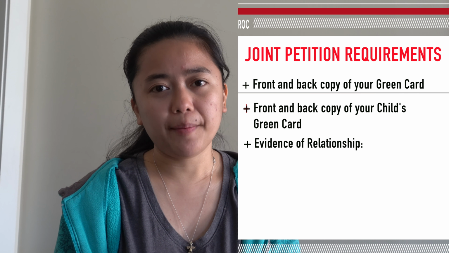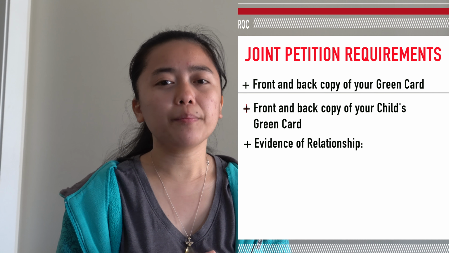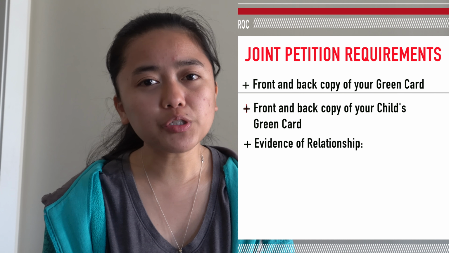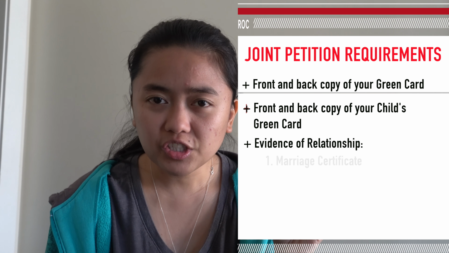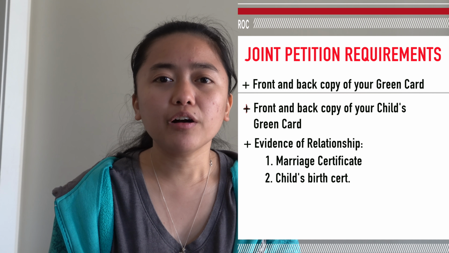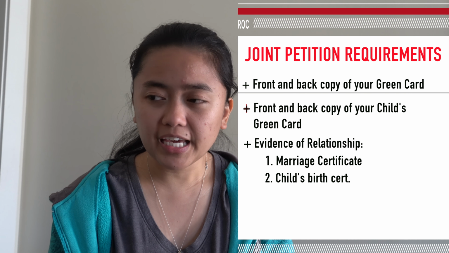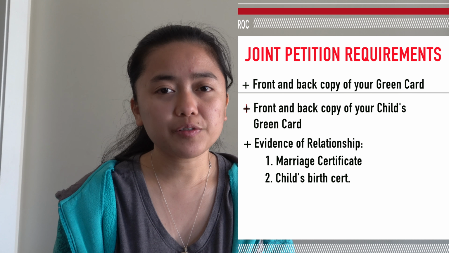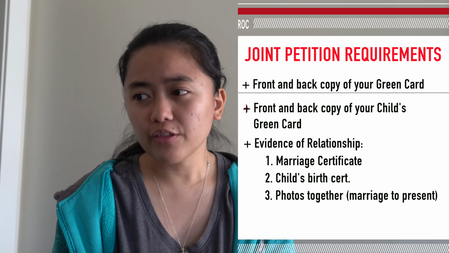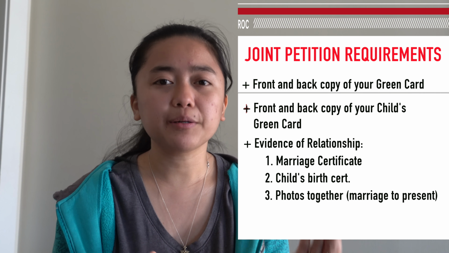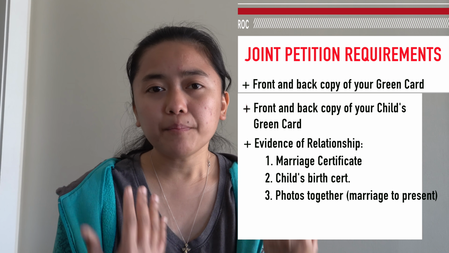Evidence of relationship. Evidence of relationship is composed of a lot of evidence such as, firstly, marriage certificate, the copy of your children's birth certificate if you have kids that result from the relationship or from the marriage, photos together from your marriage until the present day. Okay, you can submit copies of as many documents as possible to prove the marriage was entered in good faith.